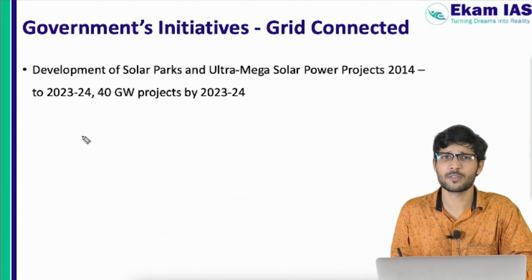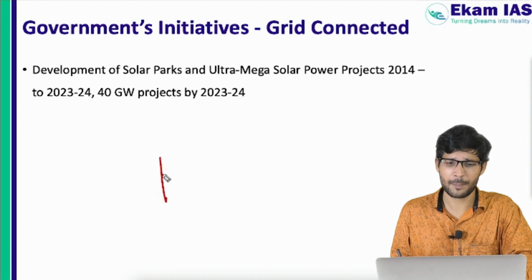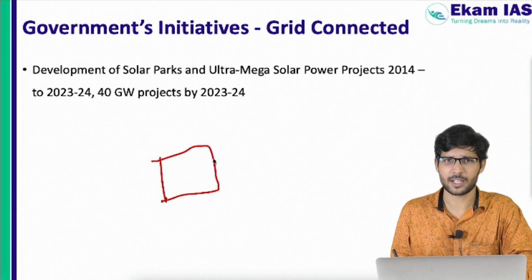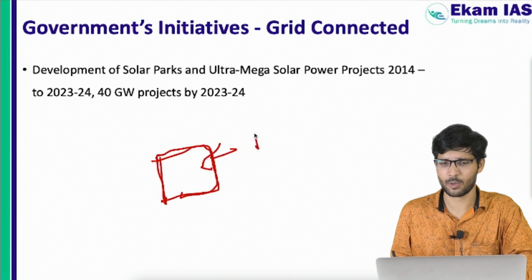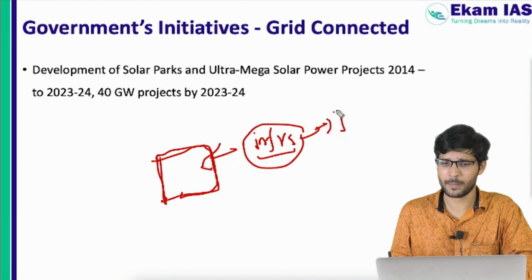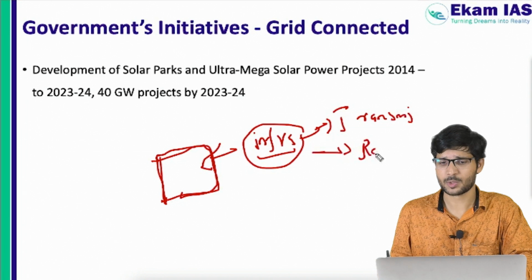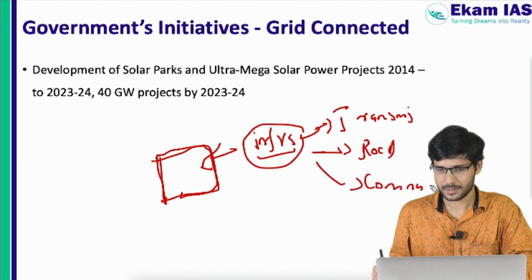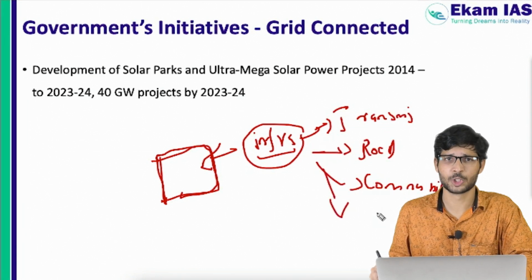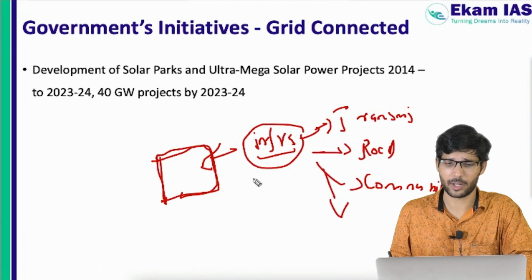What happens in the solar park scheme is that there will be a piece of land. This is a solar park, like a regular normal park. In this piece of land, all the necessary infrastructure will be there for the setup of solar power plants. Transmission infrastructure, road connections and communications will be there. It will be like a self-reliant ecosystem for the production of solar energy.